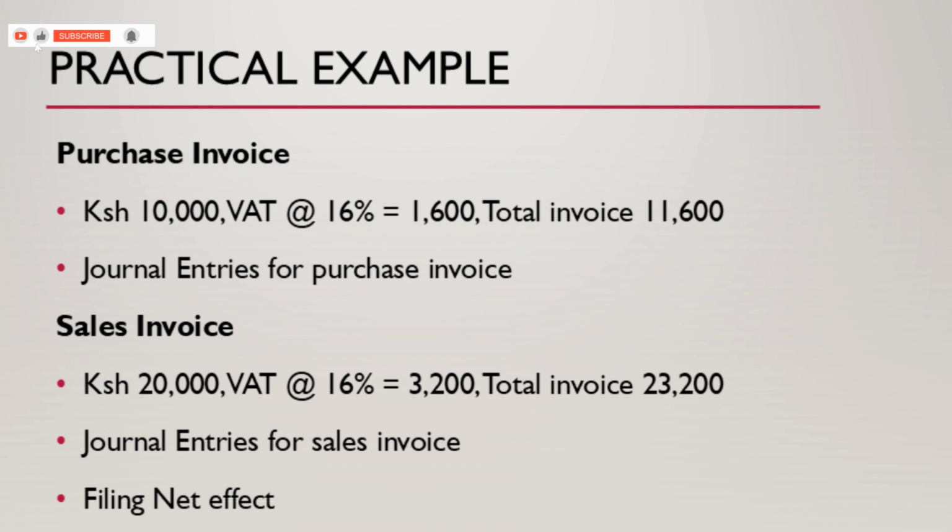Then, let's look at the sales invoice. In this scenario, your business sells goods worth 20,000 Kenyan shillings, and the VAT is 16%, which is 3,200 shillings. So the total amount is 23,200 shillings. Now, let's discuss the journal entries for both of these invoices.